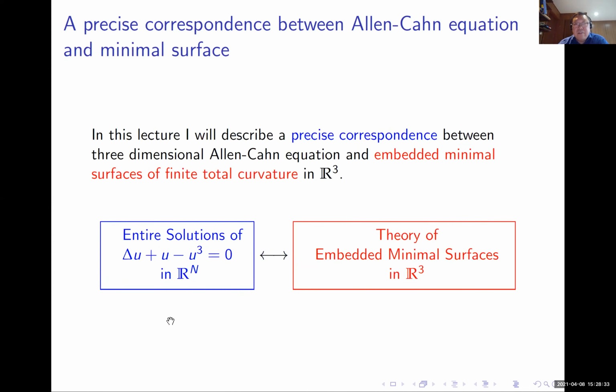Okay, so in this talk and in this lecture, I will describe a precise correspondence between the three-dimensional Allen-Cahn equation and minimal surfaces in R3. I will give you a precise correspondence between these two problems, and I will show the proof. I want to use this as a model problem to show the inner and the outer gluing.